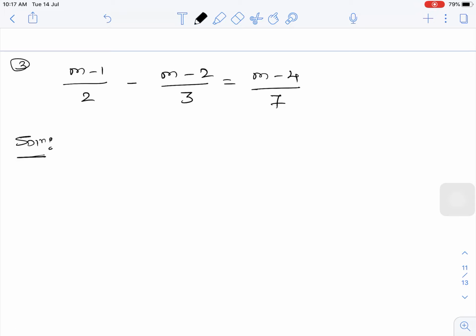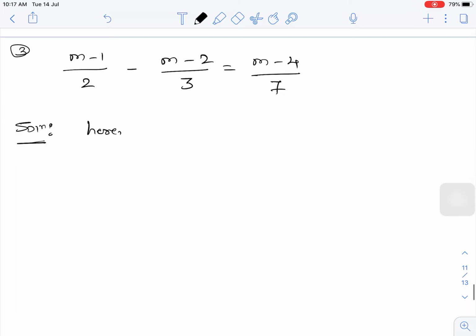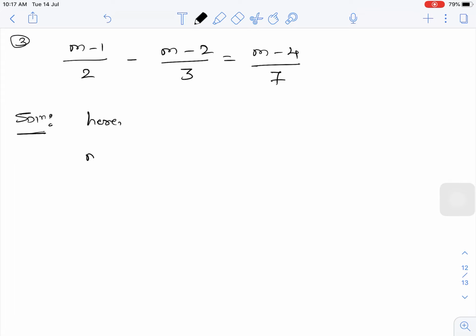Okay, so what you will get: solution, m minus 1 upon 2 as it is, then minus, so we will write minus here, and the next term m minus 2 we have to copy here, m minus 2 upon 3. Now this full term, what is the sign before it? No sign is there, meaning this full term has a positive sign. If we change its side, it will become negative and the term stays as it is. Now all the terms came on LHS, so nothing is remaining on RHS, so we will write 0 here.